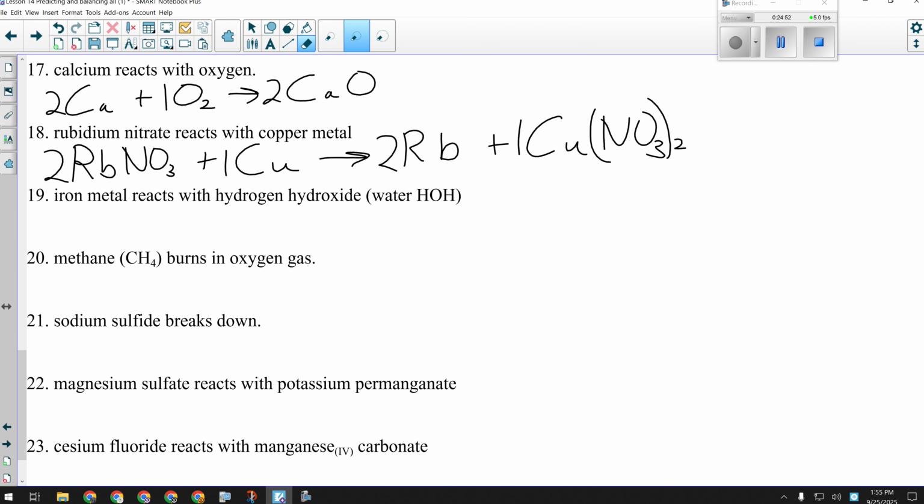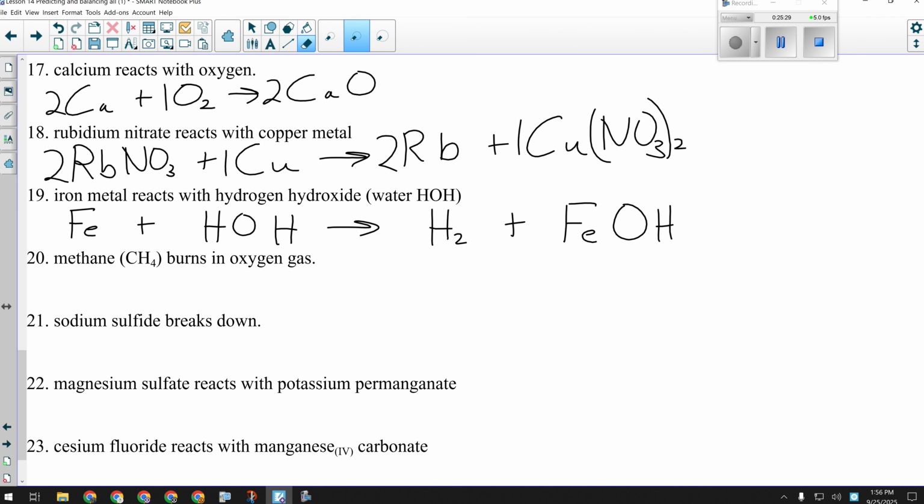Okay, and then for 19, iron metal, Fe. Okay, reacts with hydrogen hydroxide, water. Okay, what kind of reaction is that? Single replacement, yeah, because I wrote water like an ionic compound. This is actually part of the rusting process of iron. Okay? So what I'm going to be left with here is hydrogen gas. I have to remember that that's a special element. And I'm going to have iron with hydroxide because it's got to swap out the metal.